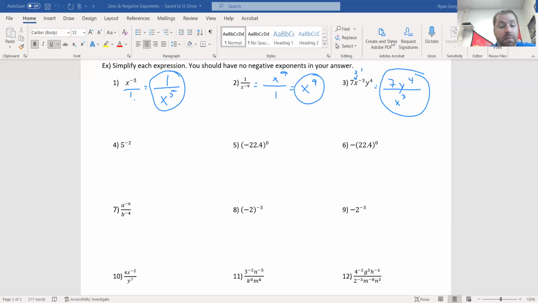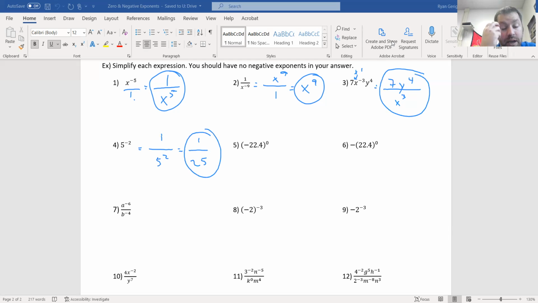Number 4, it's going to be a little tricky here. I guess this one's not too bad. 5 is the base. It's not happy. It's on top right now. It wants to go to the bottom and becomes 5 squared. There's nothing left on top, so we put a 1. Okay. Now I can simplify that further. 5 squared is 25. I know that. So I'm going to simplify that one to 1/25.